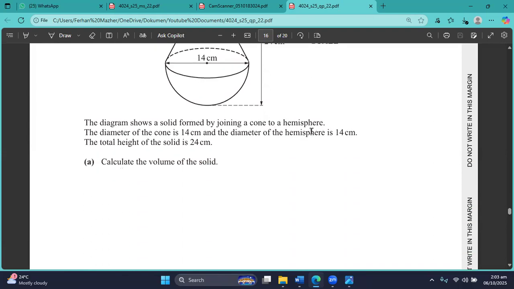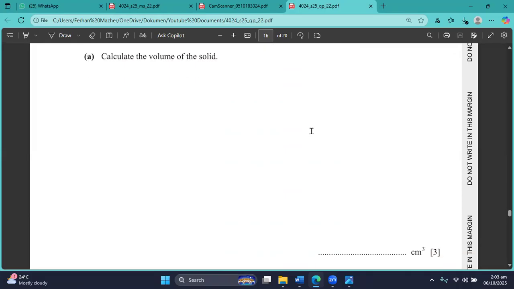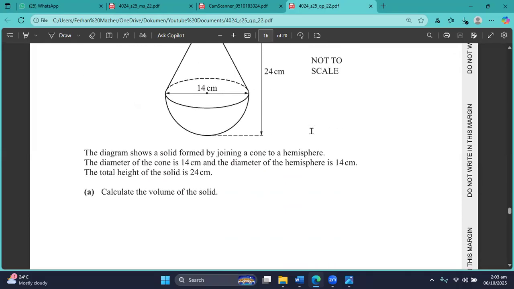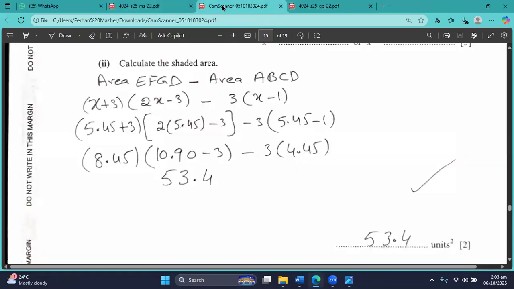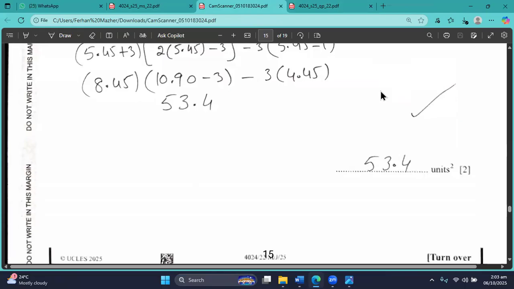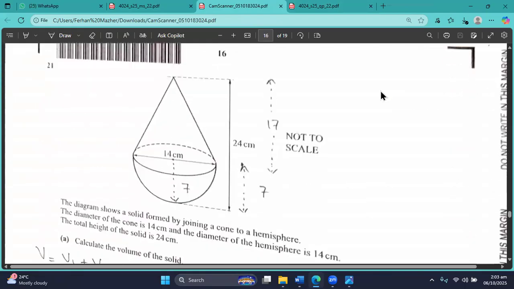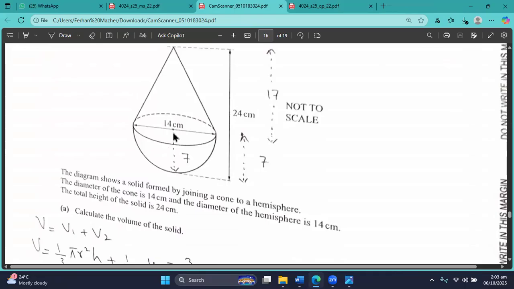Their question is to calculate the volume of the solid. It's a 3 marks question, sir. We want to find the volume of this solid. Find the volume of the cone, find the volume of the hemisphere, and add them up. That is the volume of the solid. Okay, so let me show you. I have done that. The important thing is that this dimension will be 7, equal to the radius. Because the total is 24, 24 minus 7 is 17.